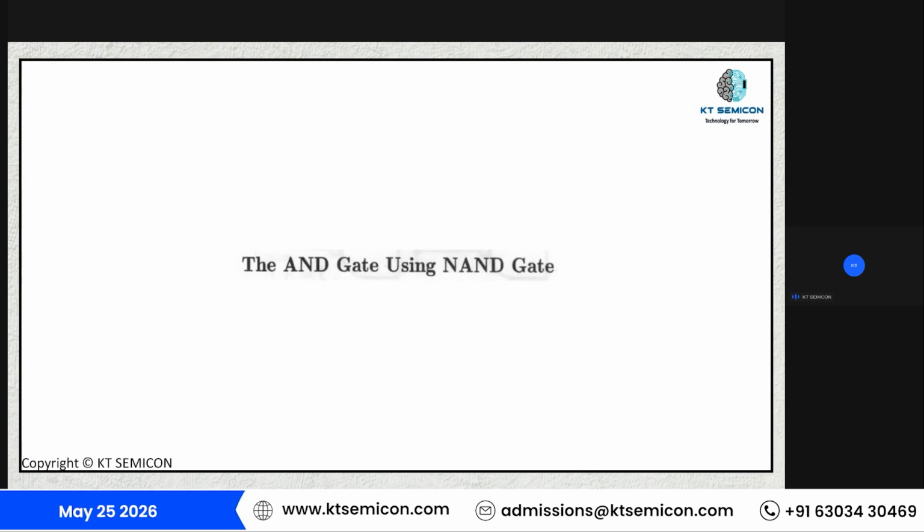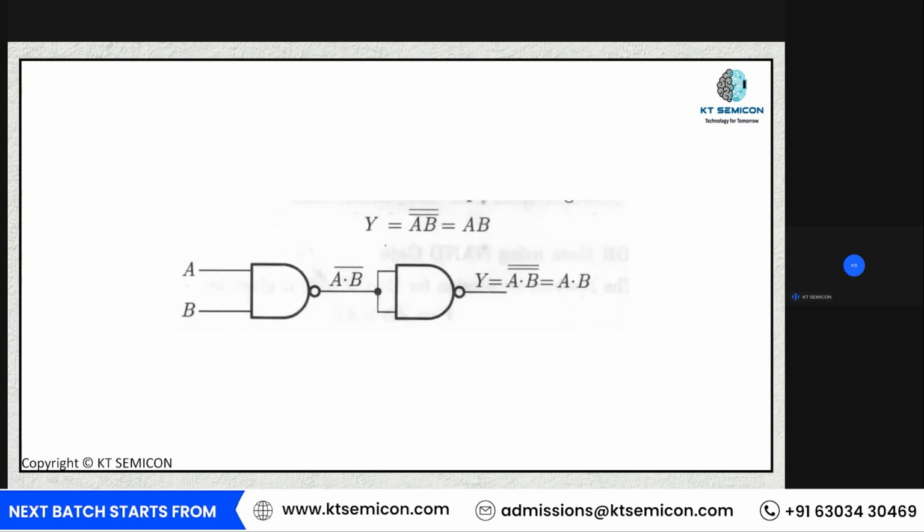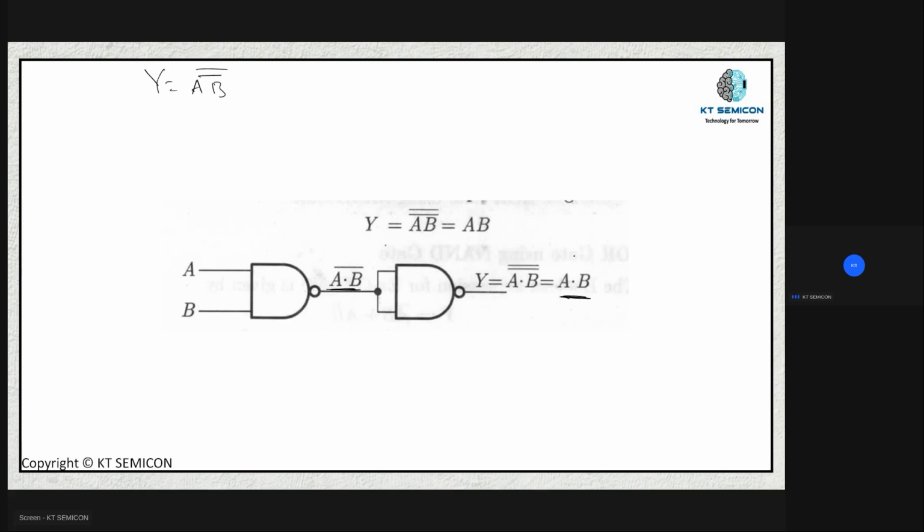Now, if I want to build a simple AND gate using a NAND gate, this is how I'm going to build it. I know already the expression of my AND gate is Y is equal to AB. But if I double complement this, then what I'm going to get is nothing but my AND gate. So I'm going to take first a simple NAND gate, so I'm going to get A dot B the whole bar. And if I give it to another NAND gate, then I'm going to get A dot B double bar, which is nothing but A dot B. So this is how you can build a simple AND gate using a NAND gate.